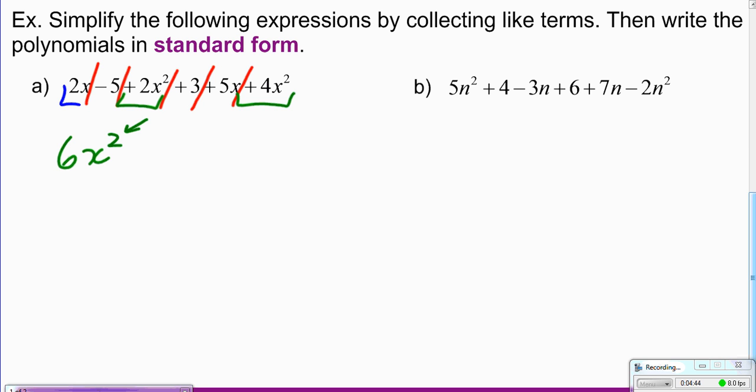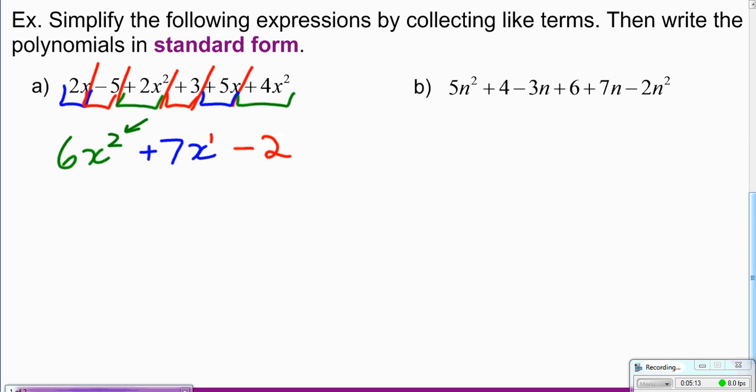Next we move to the x's. So plus 2x plus 5x gives us plus 7x. The coefficients get added, the exponents do not, because we are not multiplying. And lastly, negative 5 and positive 3 gives us negative 2. So this is in standard form because we go from x squared to x to the 1 to no exponent, so standard form and simplified.